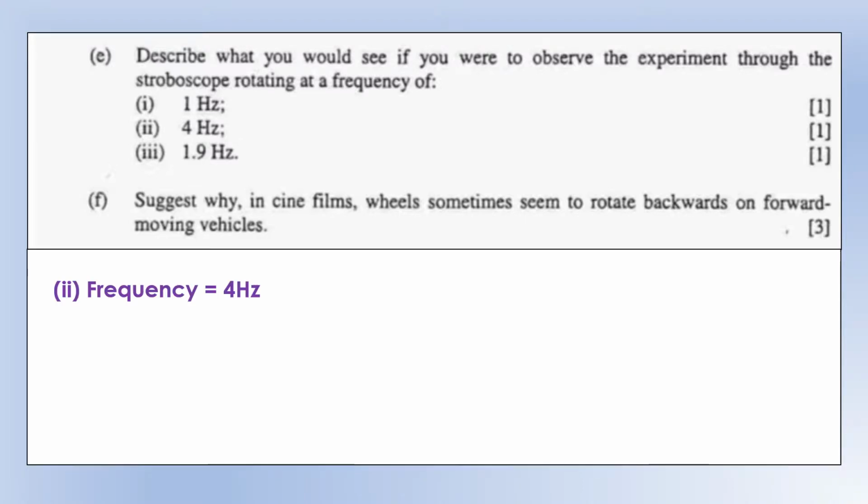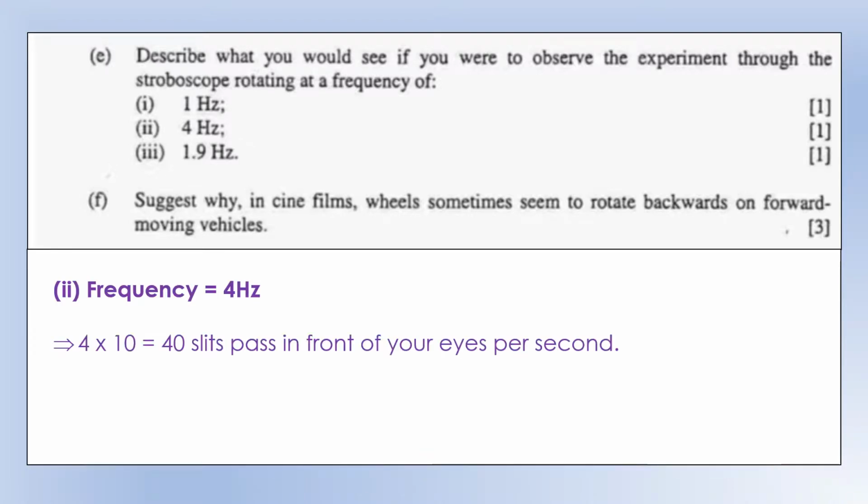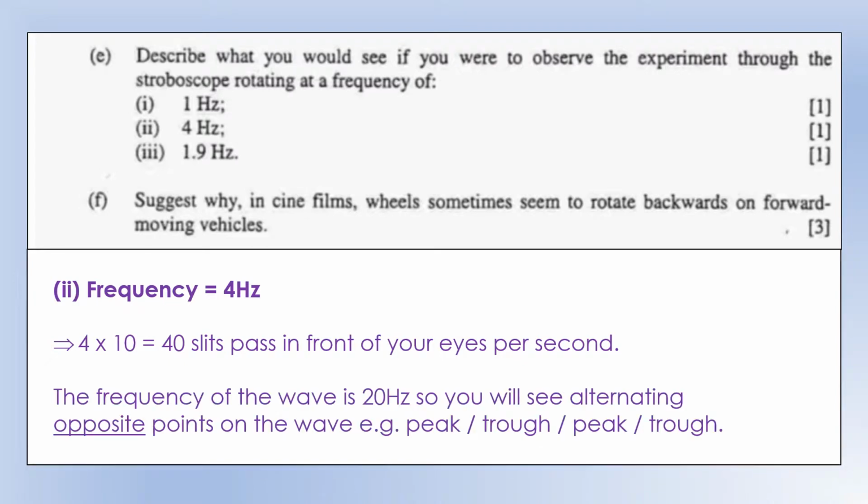Okay, so then 4 Hertz, that means we're going to have 40 slits passing in front of our eyes per second. So what we're going to see here is alternating points on the wave. I'm going to see opposite points. So if the first slit comes past and we see a peak, the next time, half a time period is going to have occurred for the wave. So we're going to now see a trough, then we'd see a peak, then we'd see a trough, because it's going at twice the speed.